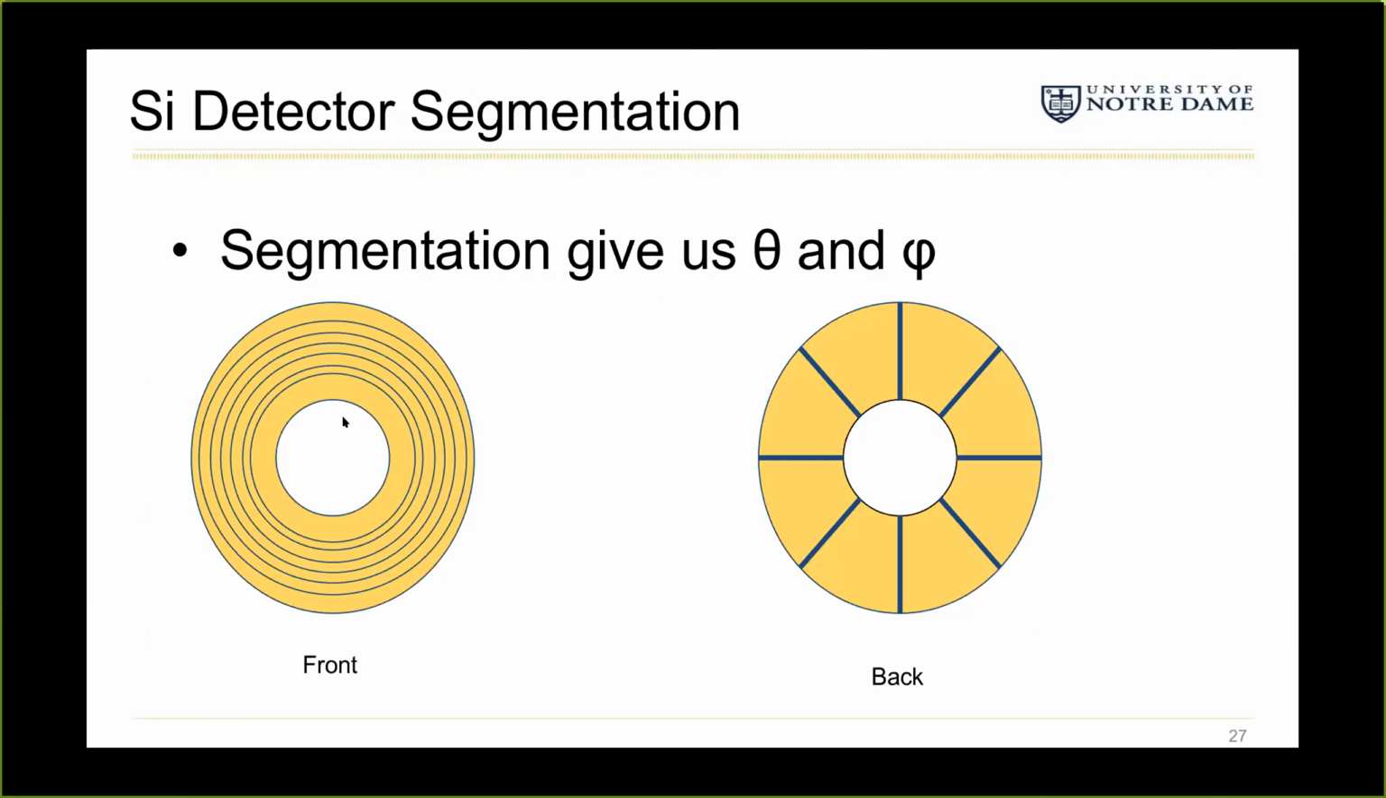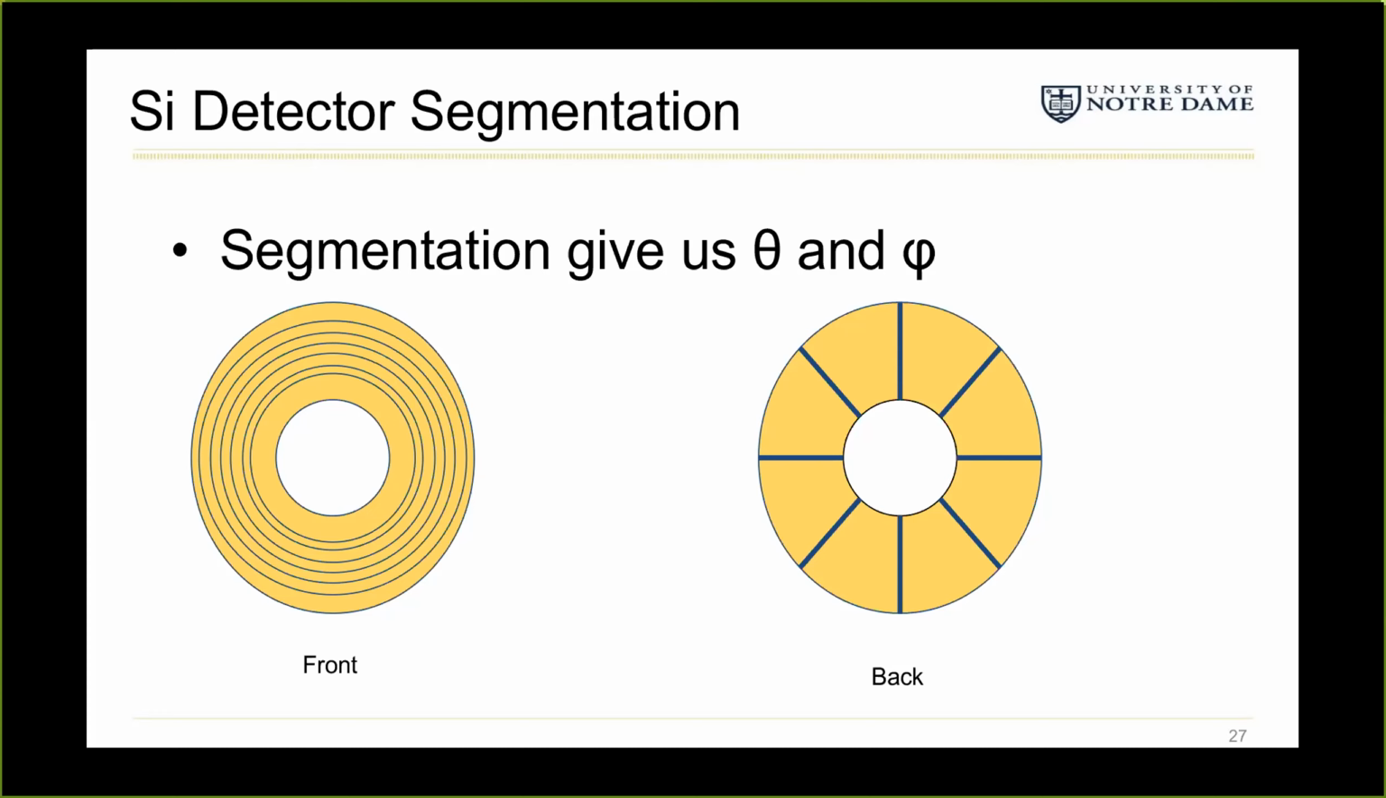The silicon detector, as I mentioned, is segmented. It's segmented into concentric rings, which give us a theta angle to our scattering. And on the back, it's cut into almost pizza slices to give us a phi angle. So we have a theta and a phi for our scattering, and that gives us geometric information on where our particle hits. And that will become important in the analysis later.